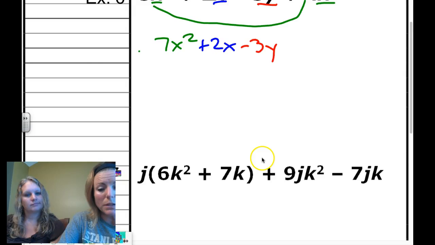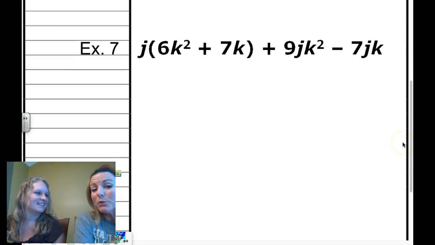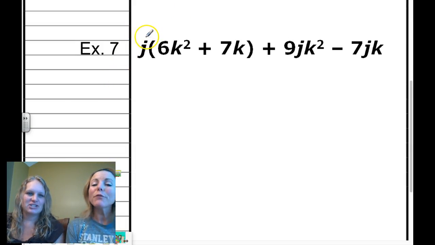Let's go down to the next one. This one now, we're using a property, and that property is called the distributive property. So we've got to take that J first, and we've got to distribute it to both things.